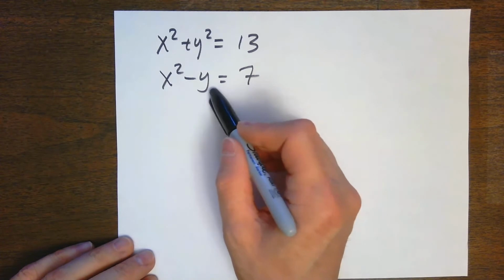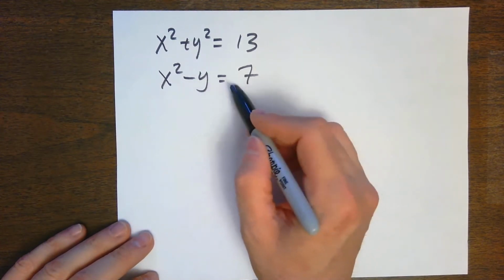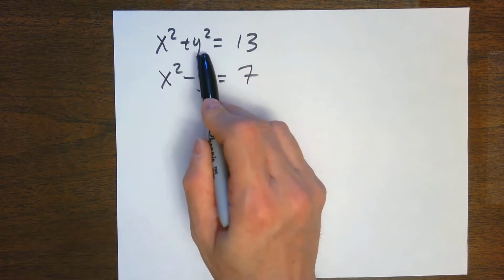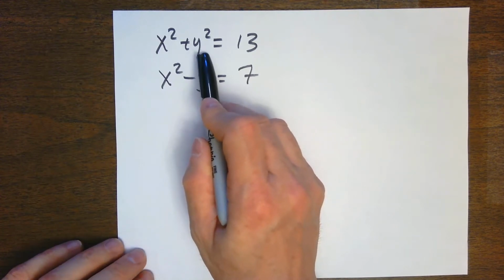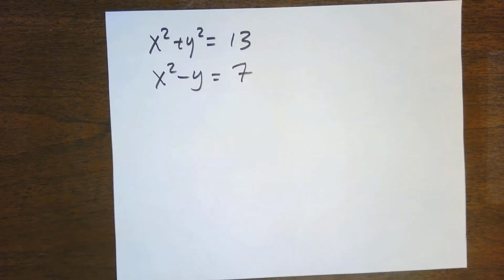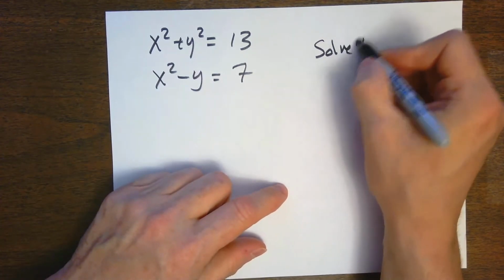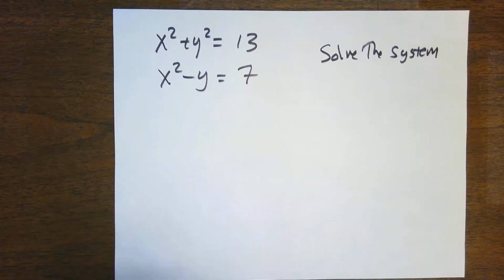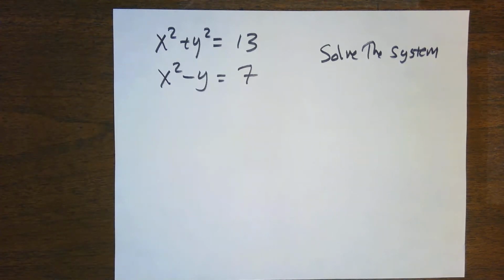I could put this in standard form, subtract the x squared, divide by a negative, and I get y equals x squared minus 7. How would I solve this one for y, a circle? This one would be difficult to solve for y to plug into my calculator. But algebraically, let's talk about solving the system here. This is a system of nonlinear equations. I've got a circle and a parabola, and I want to solve the system algebraically.